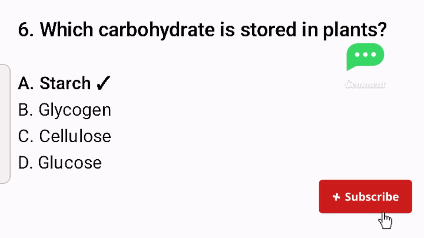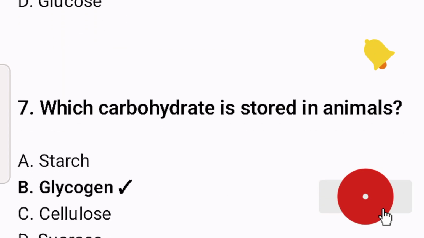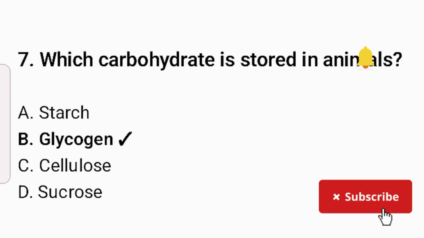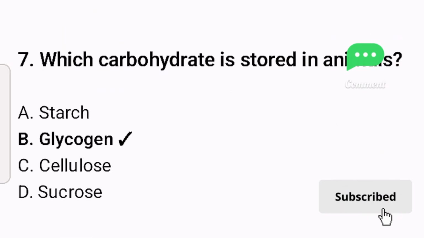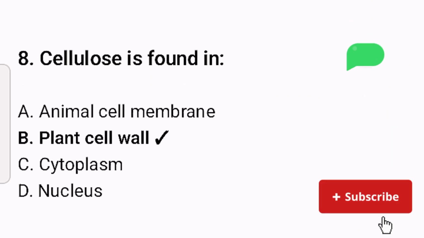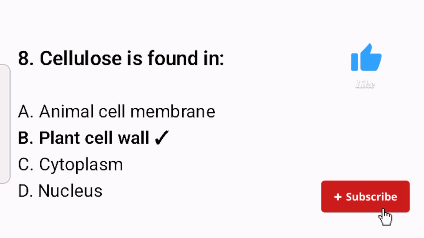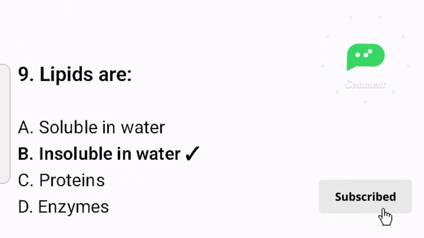Which carbohydrate is stored in plants? Option A, starch. Which carbohydrate is stored in animals? Option B, glycogen. Number 8, cellulose is found in option B, plant cell wall. Cellulose is found in plant cell wall.